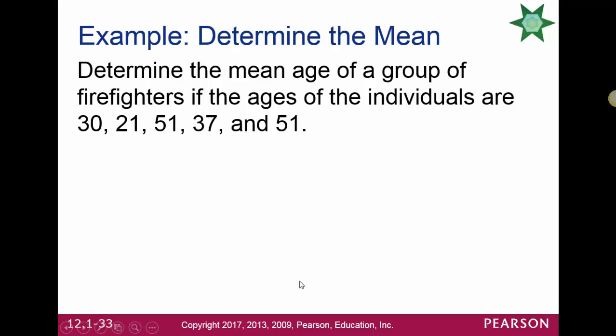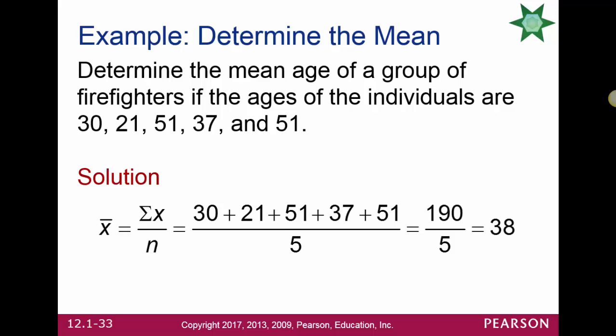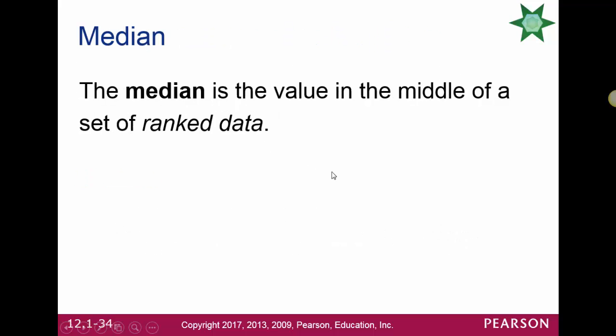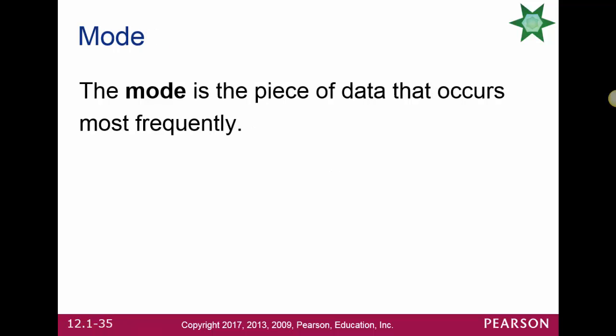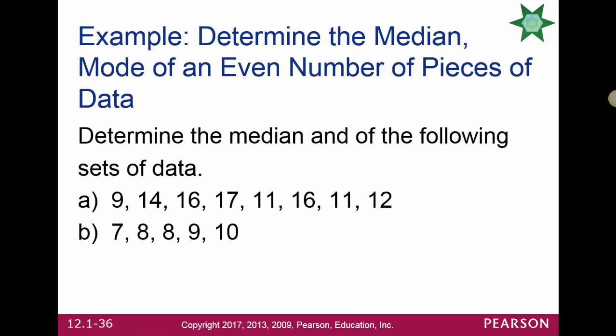Determine the mean of this set of firefighter ages. So what we're going to do is we're going to add them up, get 190, divide by 5, the average age of the firefighters is 38. The median is the middle value in a set of ranked or ordered data. The mode is the most frequent.